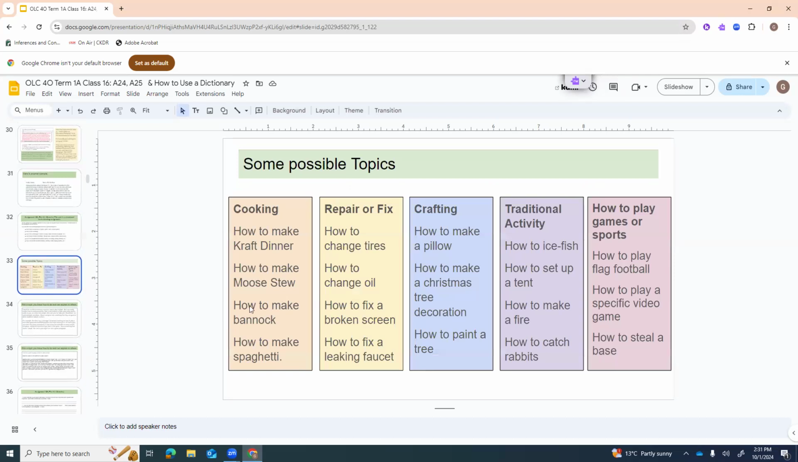All right. So here are just some ideas for topics. For cooking, like how to make Kraft dinner, how to make moose stew, how to make bannock, how to make spaghetti. Repair or fix: how to change a tire, how to change oil, how to fix a broken window screen, how to fix a leaking faucet. Crafting: how to make a pillow, how to make a Christmas tree decoration, how to paint a tree. Traditional activities: how to ice fish, how to set up a tent, how to make a fire, how to catch rabbits. Games or sports: how to play flag football, how to play a specific video game, how to steal a base.